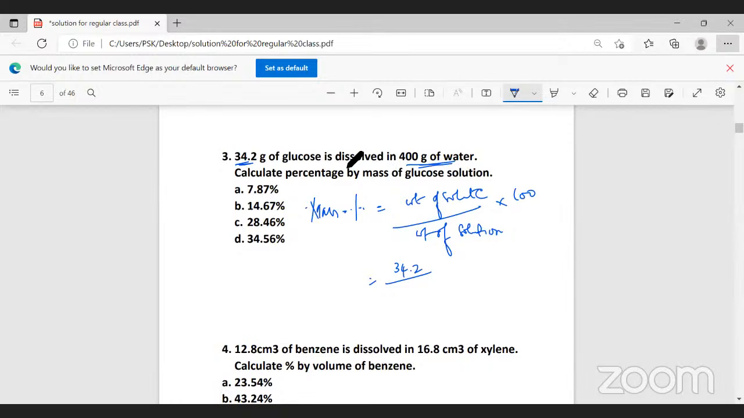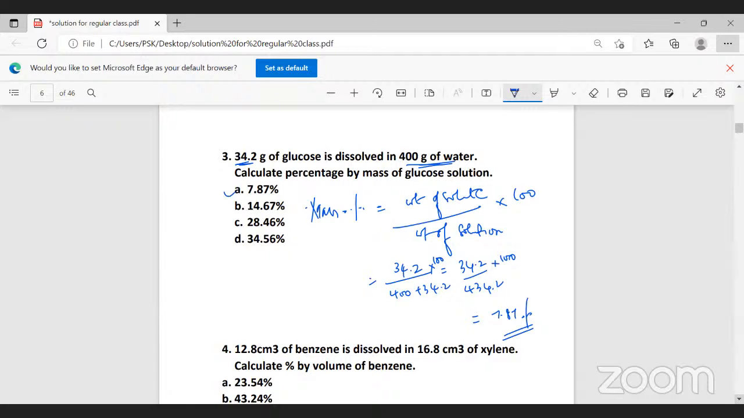It is 434.2. That means it is 400 plus 34.2, so total is solute plus solvent. So that will be equal to 34.2 divided by 434.2 into 100. We have to multiply this by 100, since they're asking for percentage. So you will get the answer to be 7.87%. Therefore, the answer for this question is option A.